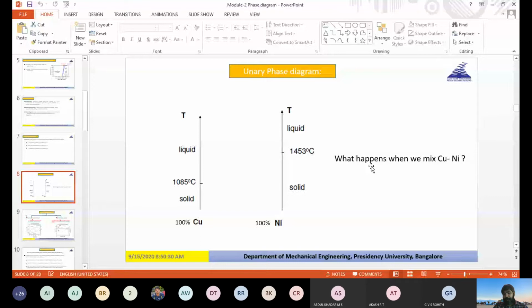Now the question is, what happens when we mix copper and nickel? Now two components are involved, meaning you are mixing nickel in copper or copper in nickel. Then what will happen? Are we going to get the same diagram? No. Now the phase diagram is known as the binary phase diagram because here we are adding nickel into copper or copper into nickel, vice versa. So the phase diagram will also change. Now we will see what will happen when we add some nickel into copper.